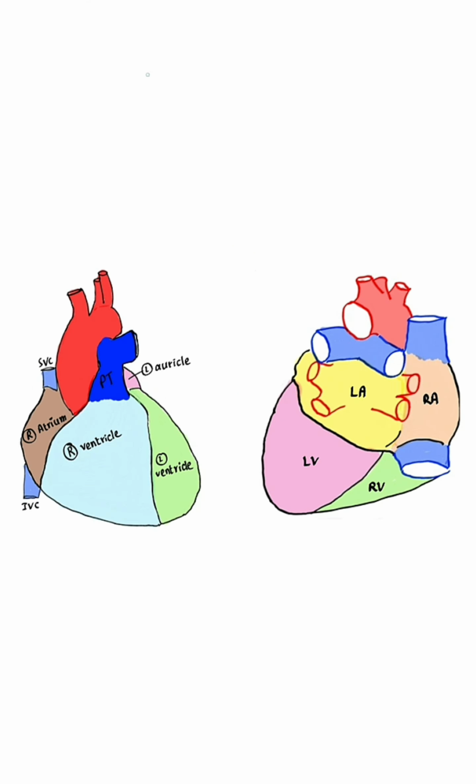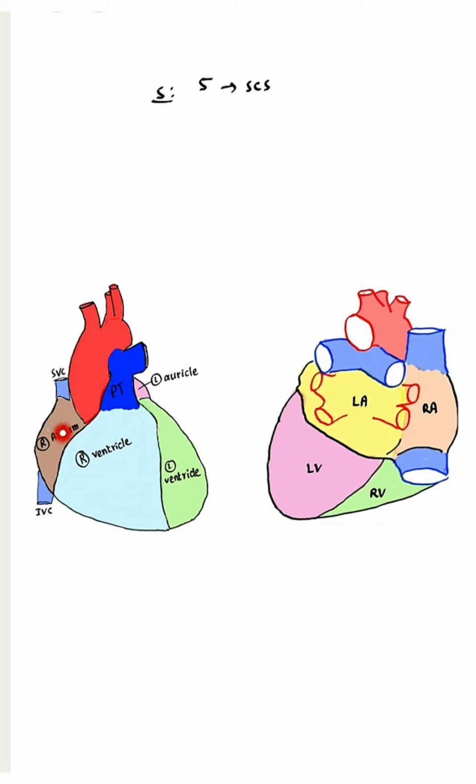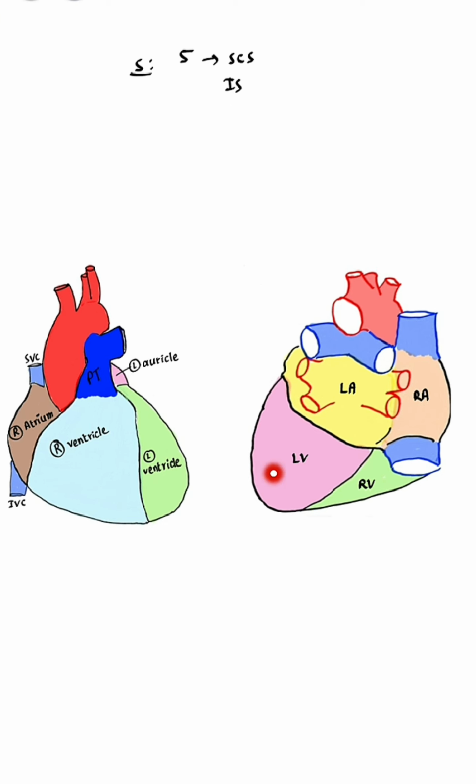Now let's revise surfaces and borders. Surfaces of the heart, 5 surfaces. Sternocostal surface or anterior surface, it is formed mainly by right atrium, right ventricle, partly by left auricle and left ventricle. Inferior surface or diaphragmatic surface, two-thirds of it is formed by left ventricle, one-third by right ventricle. Left pulmonary surface, it is formed by left ventricle mainly, partly by left auricle and left atrium. Right pulmonary surface, it is formed by right atrium. Posterior surface or base, it is formed by both the atria, mainly left atrium.